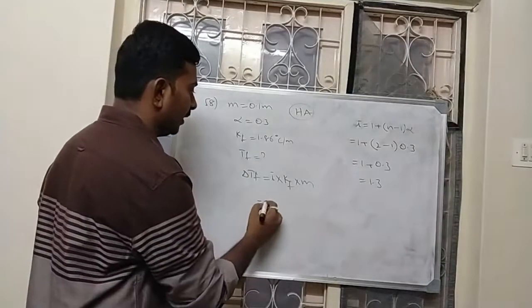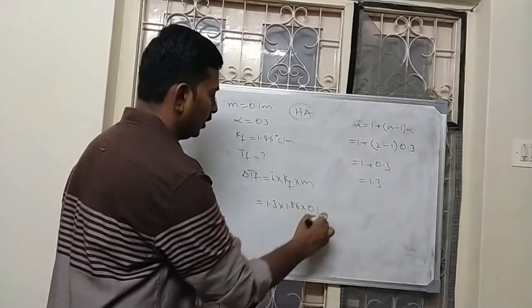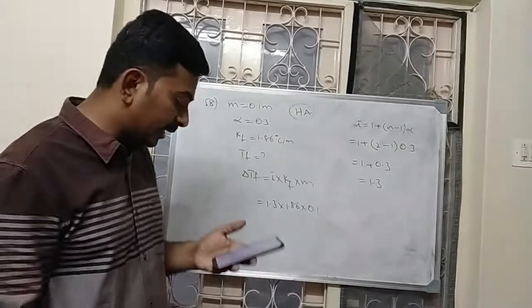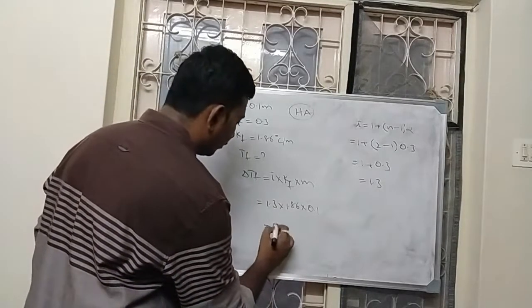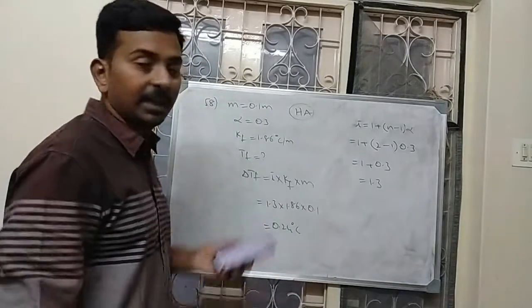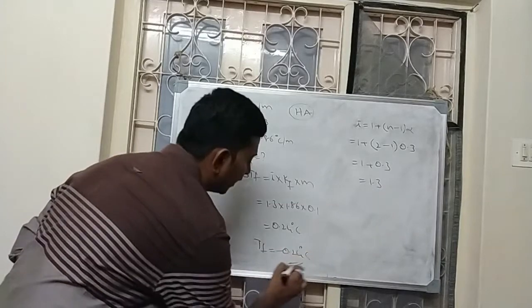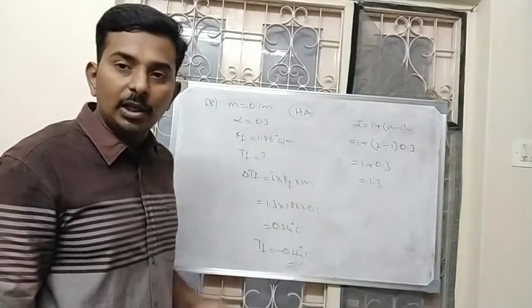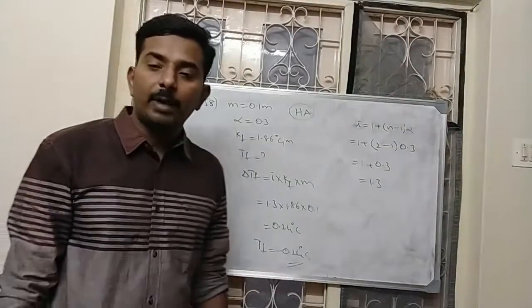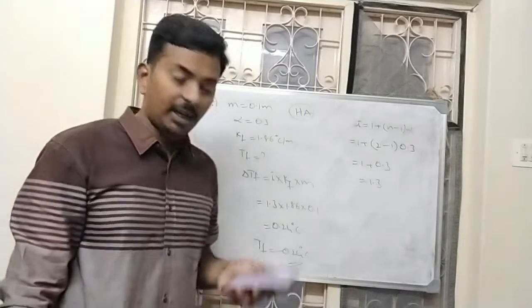Substituting the value here, we'll get 1.3 into 1.86 into 0.1. If you simplify this, you will get 0.24 degrees centigrade. This is delta Tf, but they are asking for Tf. So what will be the value of Tf? As the solvent is water, the Tf naught value will be 0. So when Tf naught is 0, Tf will be minus 0.24 degrees centigrade. So the answer will be option D.